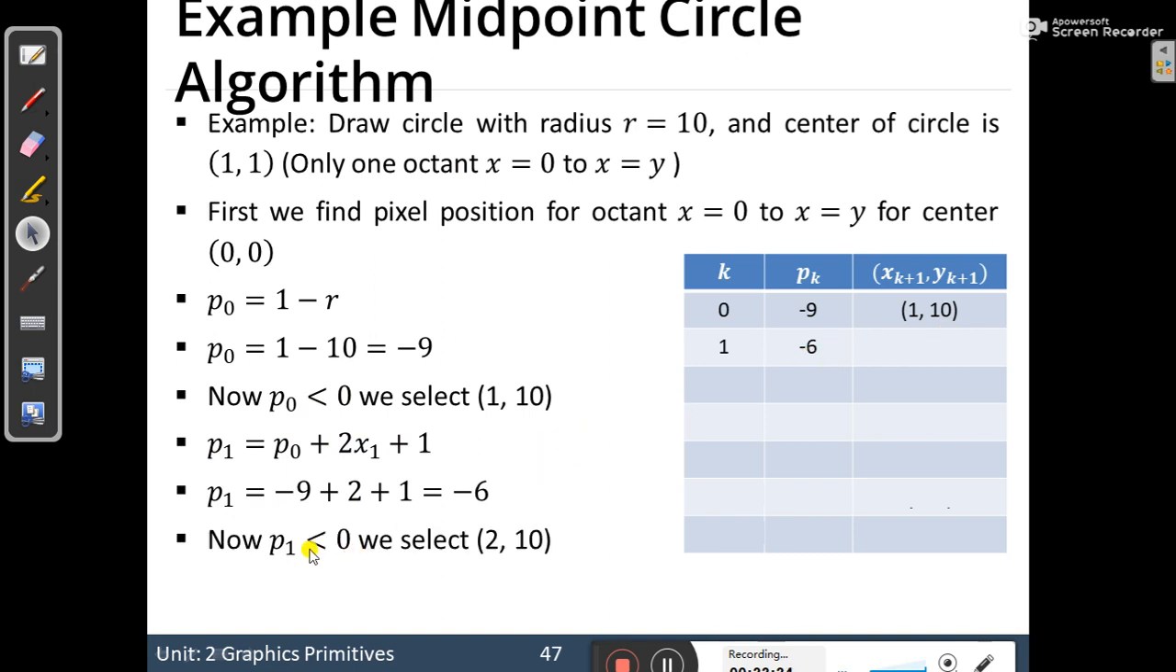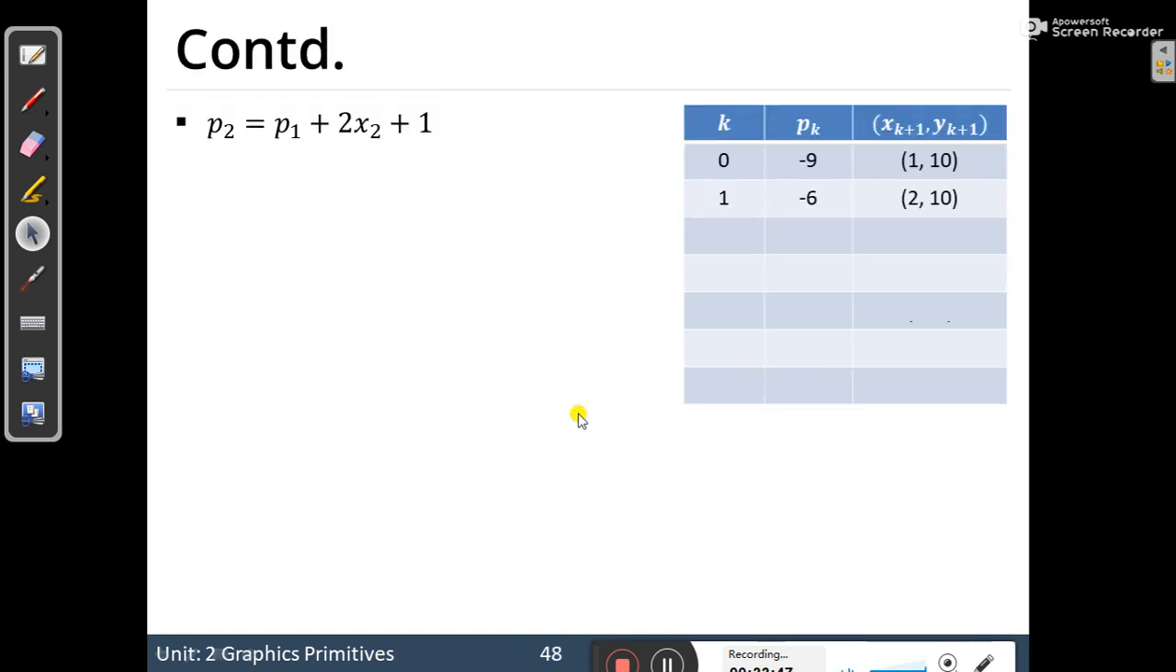Then it is again 0. Then we'll select (2, 10). Here we are incrementing x but not y. We are taking that x in the x part. But it will change, you can see in the next point.